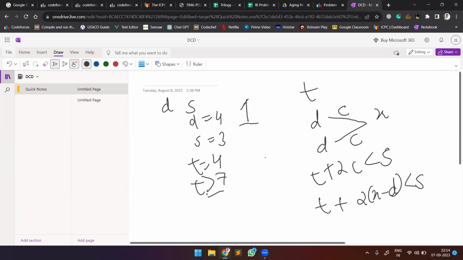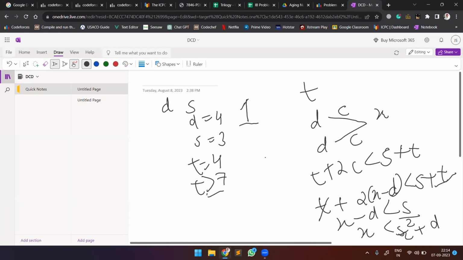Basically we don't know the current time, and we don't even need the current time. T is zero here, because the trap is activated after S seconds from T. Basically it is S plus T. My bad, the trap would be activated after S seconds of T, so T plus S. So we can cut this T, and X minus D is less than S by 2. X is less than S by 2 plus D. So the maximum X would be S by 2 plus D minus 1, I guess.